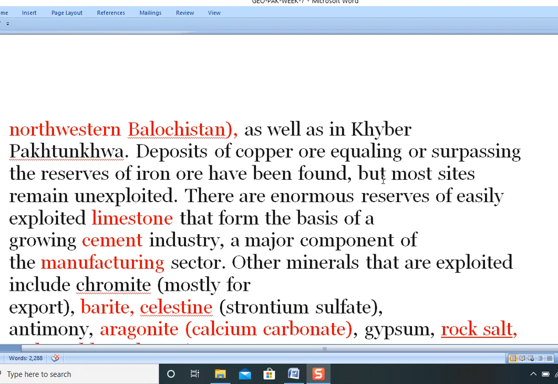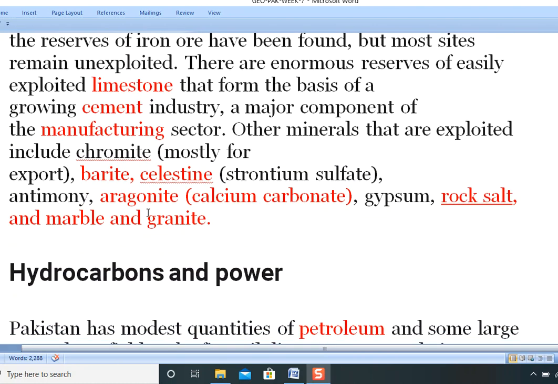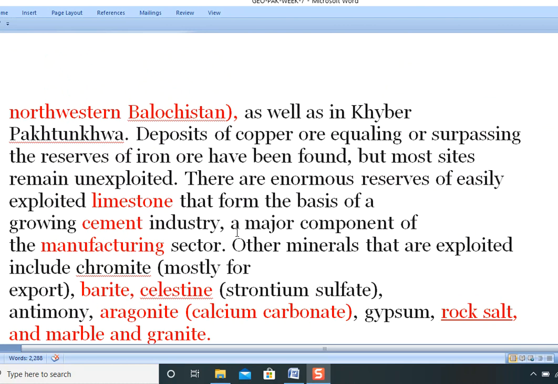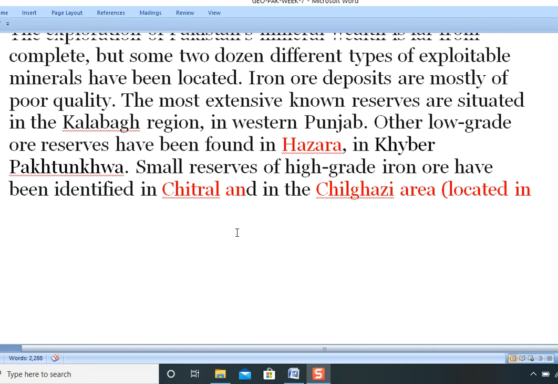Deposits of copper ore equaling or surpassing the reserves of iron ore have been found, but most sites remain unexploited. There are enormous reserves of easily exploited limestone that form the basis of the cement industry, a major component of the manufacturing sector. Other minerals that are exploited include chromite, mostly exported, barite, and celestine. So these are the different kinds of minerals. Actually, the story of minerals in Pakistan is very different, and it is not as satisfactory as it should have been.